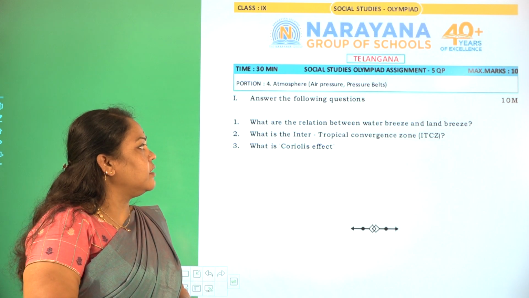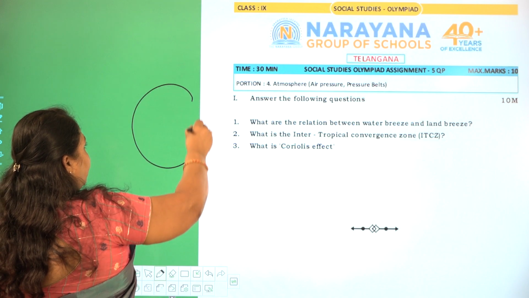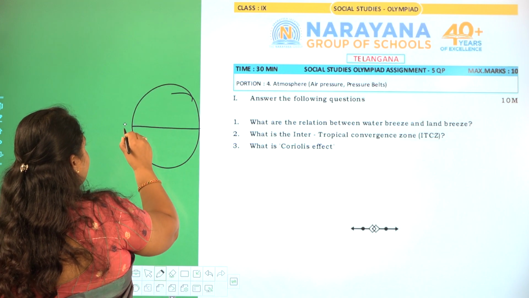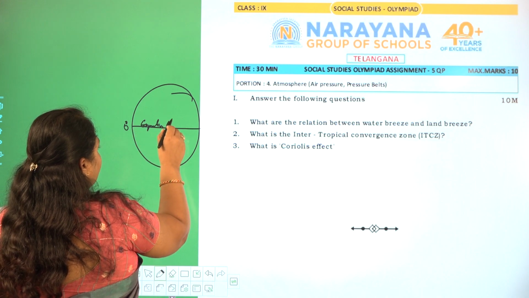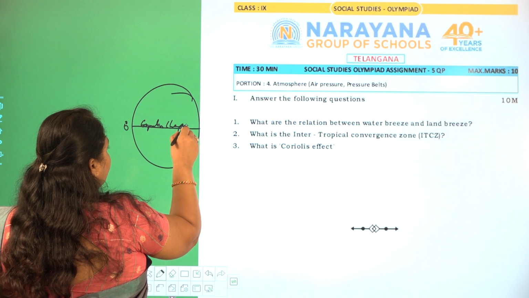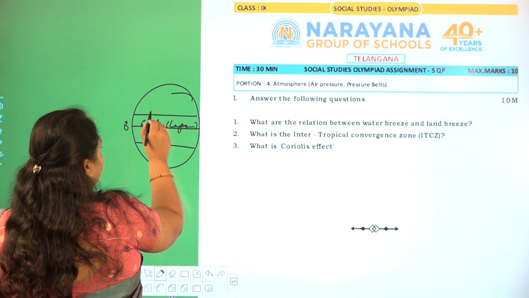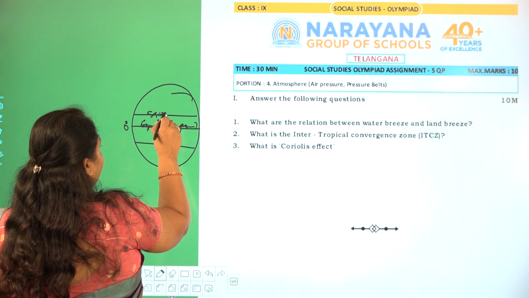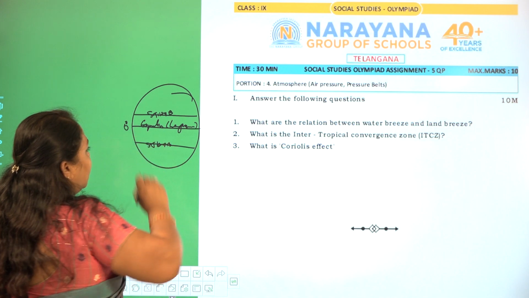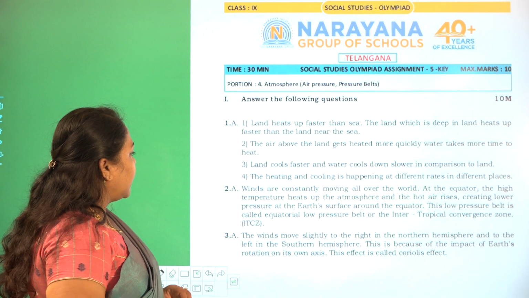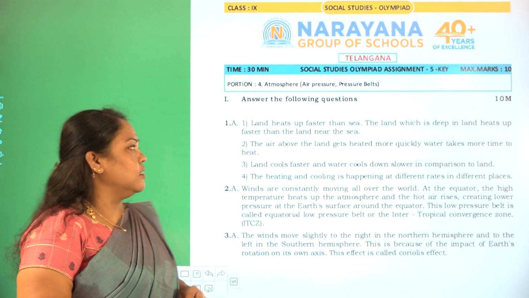It is nothing but ITCZ, right? So when we take the globe, it is 0 degrees latitude, the equator. It is also called the low pressure belt, and there is the subtropical high pressure belt. Here I need to explain in a clear manner: what is ITCZ?